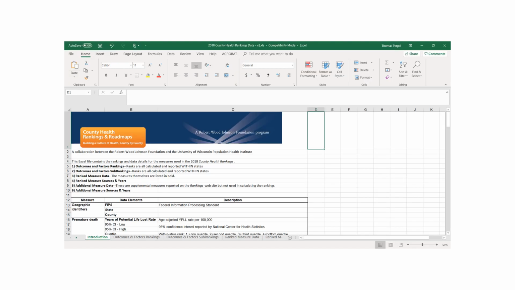If you download that data and open it up, it looks something like this. This is the 2018 data. You'll notice that there are different versions of this, so as corrections are made to the data set, you might see that these things are stamped with version 1, or you can see in the title that this is version 2. This is a tabbed Excel document. There's an introduction page that describes the layout of the document and what some of the variables are. There's outcomes and factors ranking, sub-rankings, ranked measure data, and so on. So if you can pause the video, download that data, and open it up in Excel, we'll be using this data going forward.